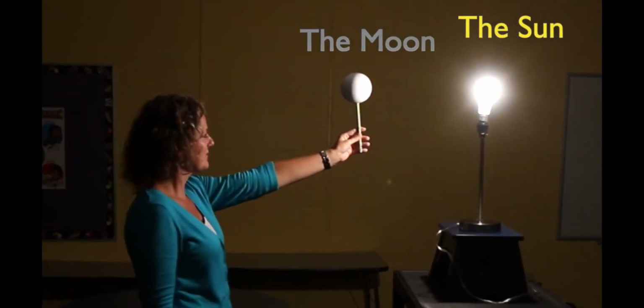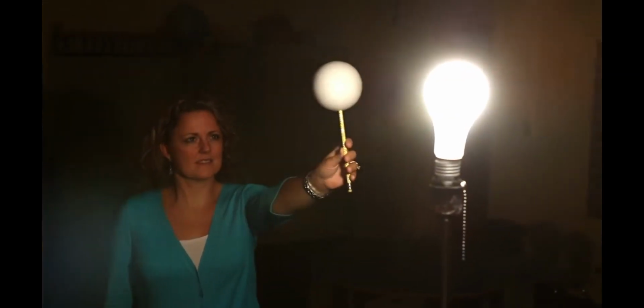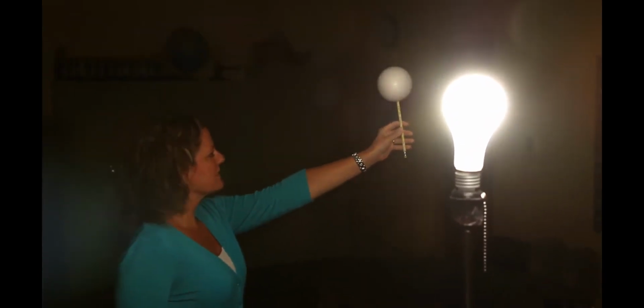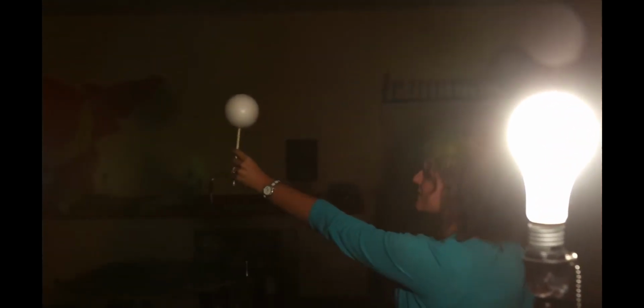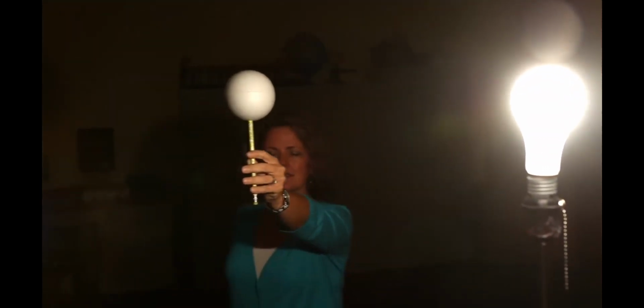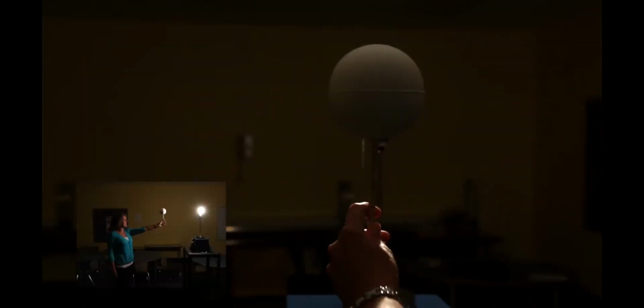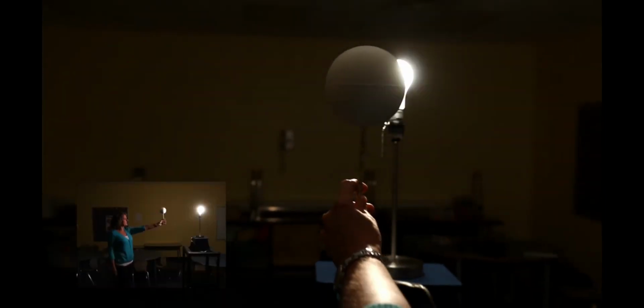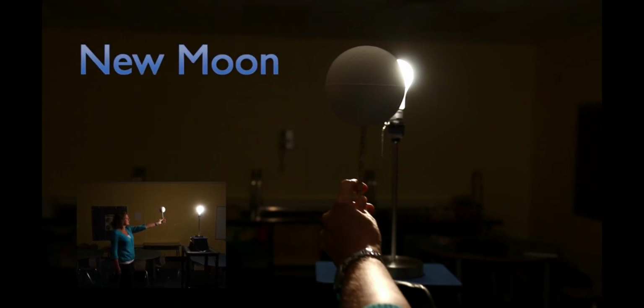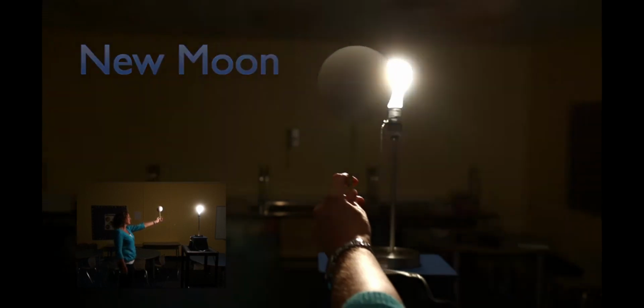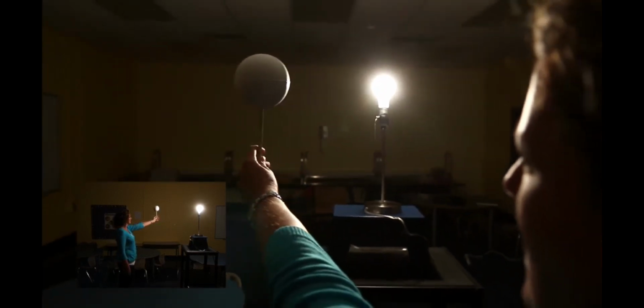So in this model, I'm going to get the moon, the foam ball, to orbit the Earth, my head. Notice that no matter where the moon is in its orbit, half of it is always lit up by the sun. But when the moon is in this position, I can't see any of the lighted side of the moon from Earth, my head. From this angle, you can see what I am seeing from Earth. We call this new moon. When it's new moon, we look up at the sky and we can't see the moon. It's there, but the side that's reflecting sunlight is away from us.